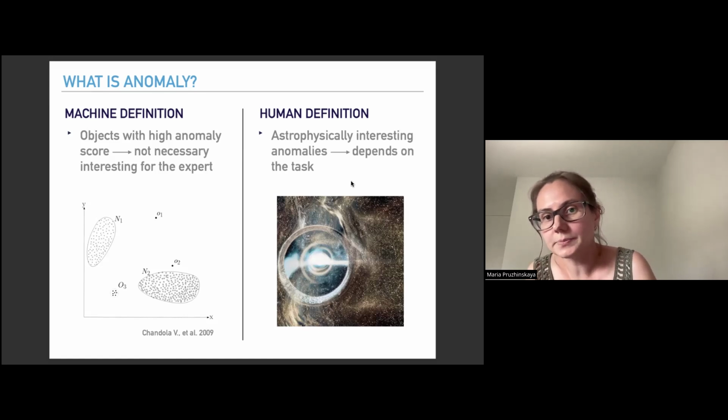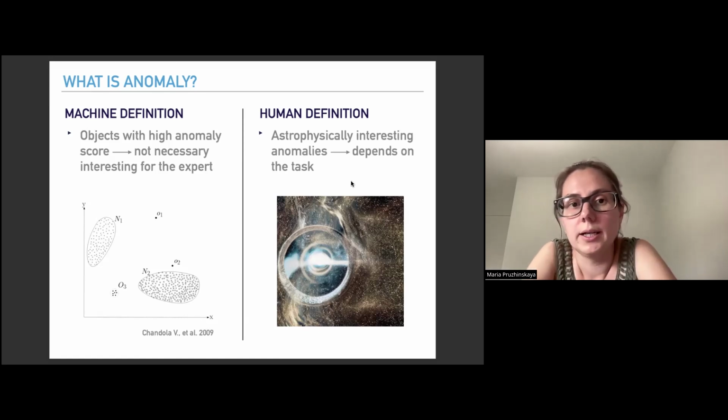In SNAD, as anomaly, we consider everything that is rare at this moment of time. For example, kilonovae we consider as anomalies, but maybe in 10 years when we will have hundreds of them, we would not consider them anomalies anymore. So any rare kind of objects, and also we are searching for something completely new, something that represents new physics.